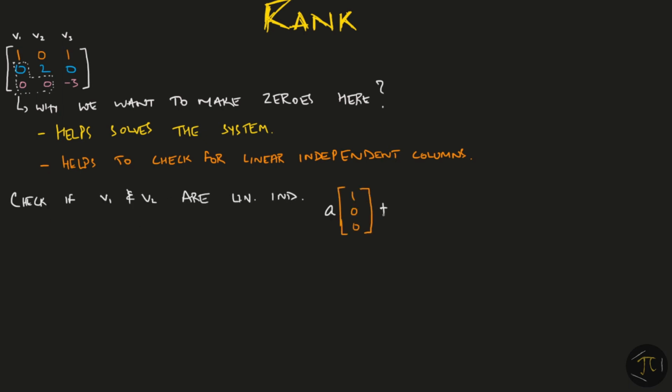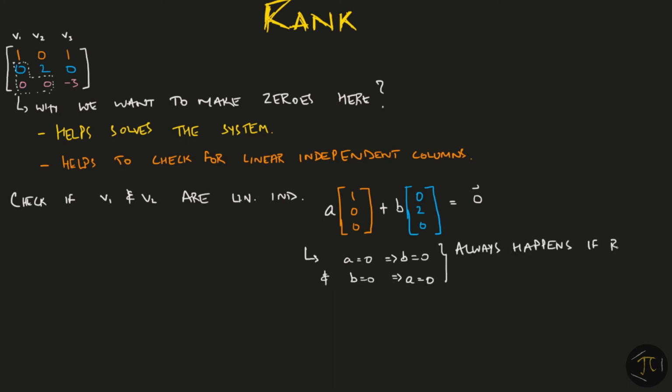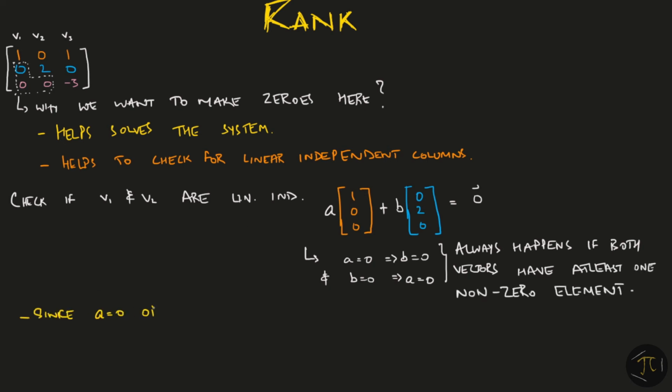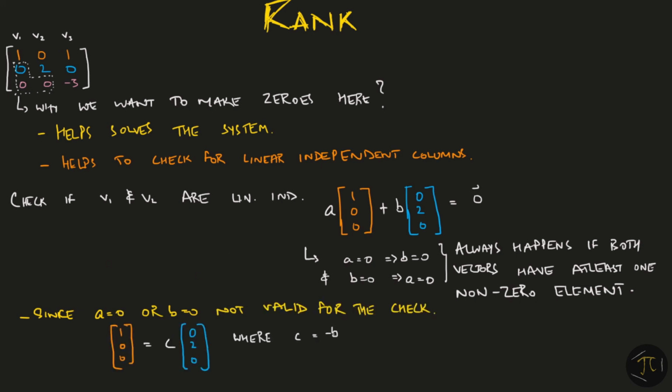Remember that if I want to check if V1 and V2 are linearly independent, I want to know the values of A and B that make this equation true. Assuming A is equal to 0 implies B is 0, and assuming B is 0 implies A is 0. This always happens if both the vectors have at least one non-zero element. Since A equal to 0 or B equal to 0 is not a valid candidate for linear dependency, I can rewrite the equation in the following way.